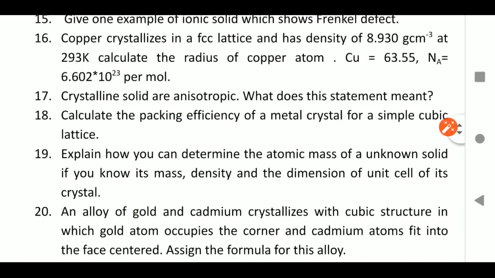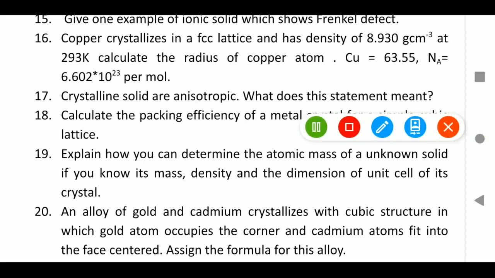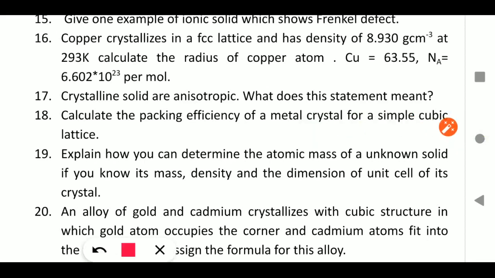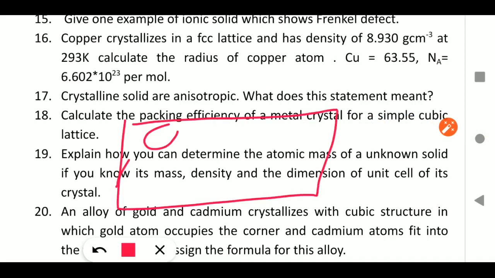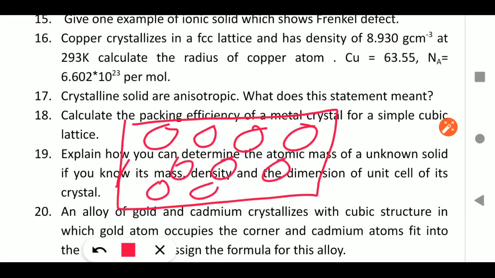Now question number 17: crystalline solids are anisotropic. What does this statement mean? Students, crystalline solids are anisotropic means, when you conduct electricity, suppose this is a crystalline solid in which constituent particles are in a regular order. Here I am assigning 4 points, that is A, B, C and D.